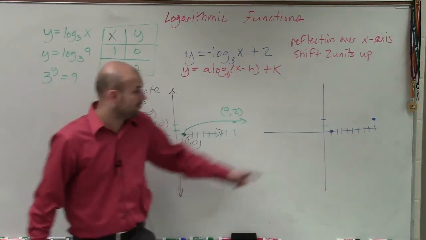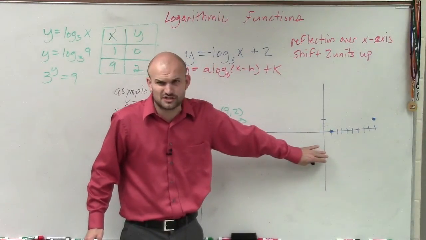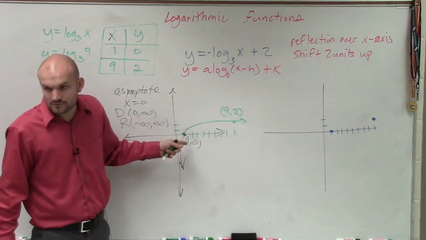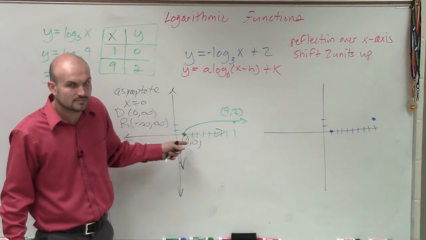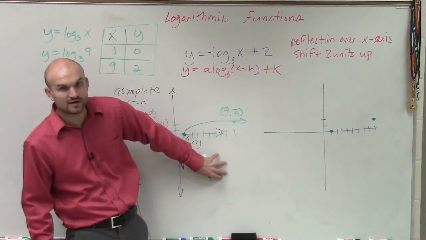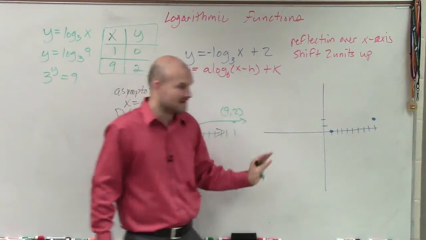So if I have a coordinate point at 1, 0, and I reflect over the x-axis, does anything change? If I take this graph and I reflect it, is my x-intercept still the same? Yes. But if I have my point 9, 2, and I take this graph and reflect it over, now instead of going over 9 up 2, now I'm going to go over 9 down 2.